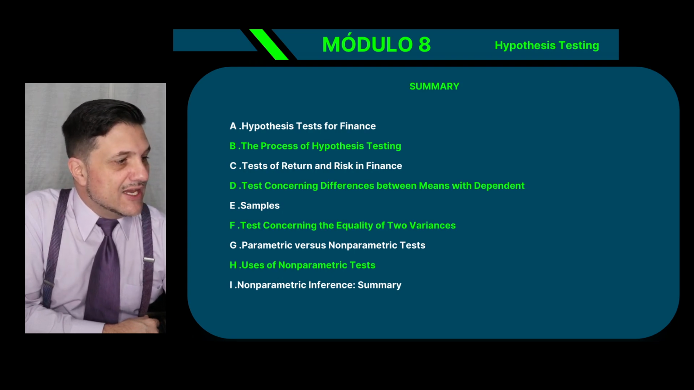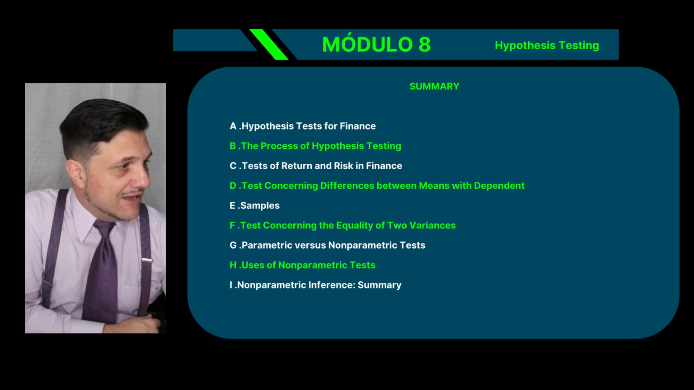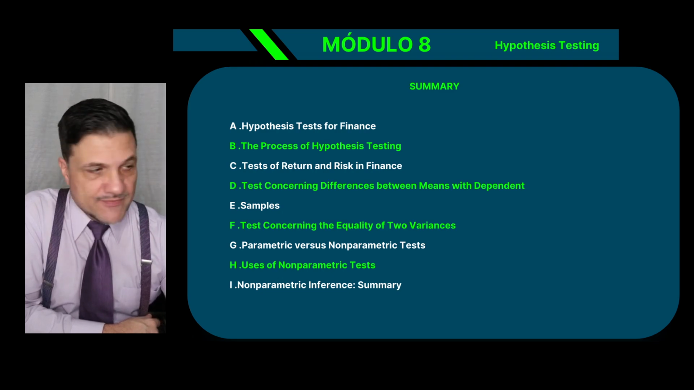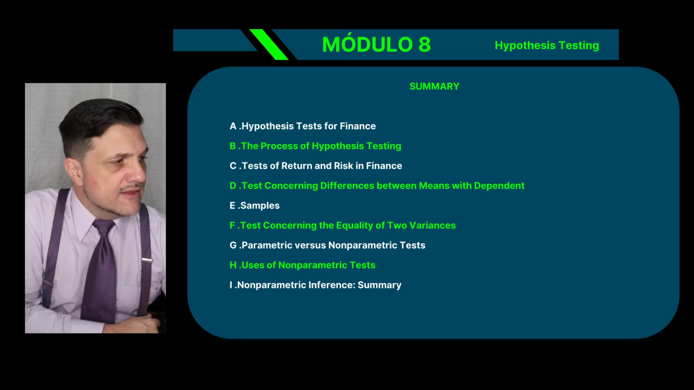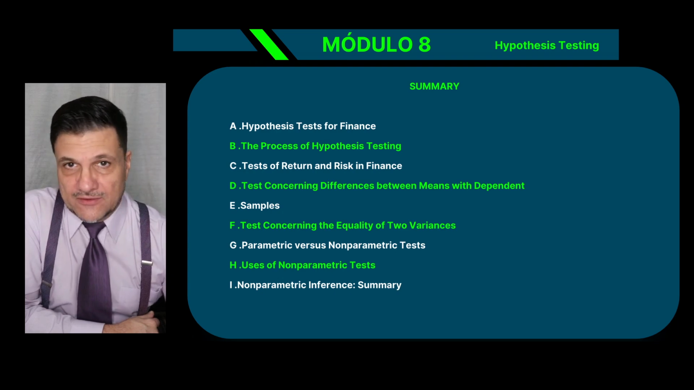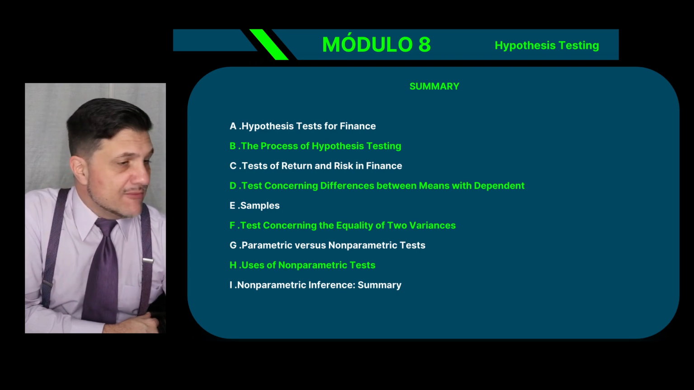Tests concerning the equality of variances. Now let's talk about that too. Look, I'm going to talk about outcome D and outcome F here on the slide. Think with me. A test concerning means. Mean. Okay? Forget about the difference of means.